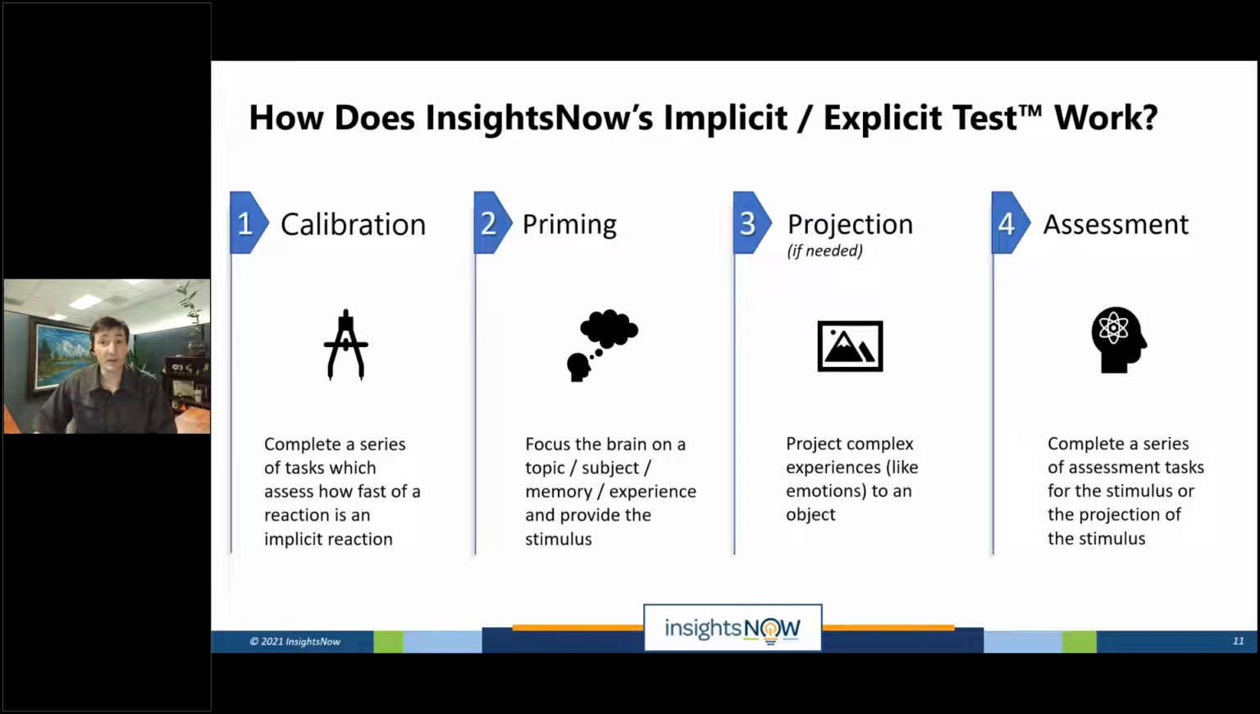So it starts with calibration, which calibrates each person individually, then it goes into a priming step. Priming is super, super important to implicit and explicit tests. It brings to the surface all the things that you want people to be thinking about against a particular topic or occasion or moment. And then if you need to measure something that's super fast and fleeting, like an emotion, you do a projection exercise. Skip it if you don't need to, if you can actually be measuring in real time. And then finally, there's the assessment process where you're sequencing through a whole series of tasks.